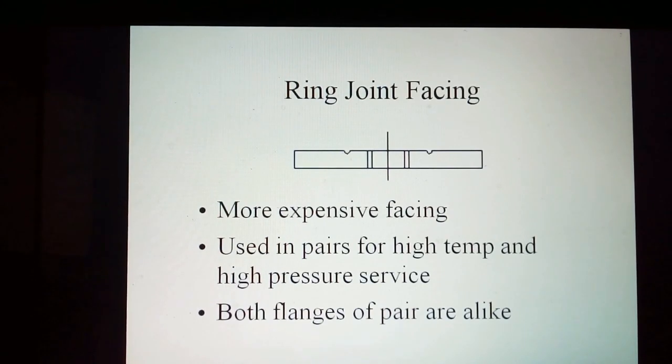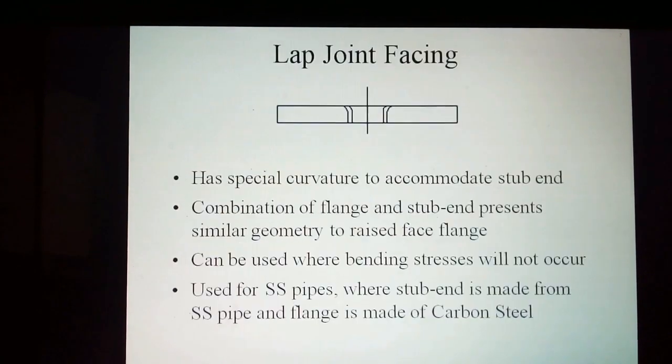Ring joint facing is a more expensive facing and is used in pairs for high temperature and high pressure service. Both flanges of the pair are alike. Lap joint facing is a special curvature for accommodating stub ends. The combination of flange and stub end presents similar geometry to the raised face flange and can be used where bending stresses will not occur. This is used for stainless steel pipes, where the stub end is made from stainless steel pipe and the flange is made of carbon steel.